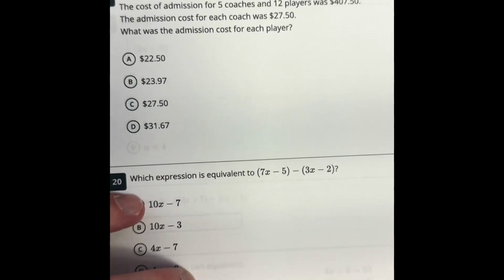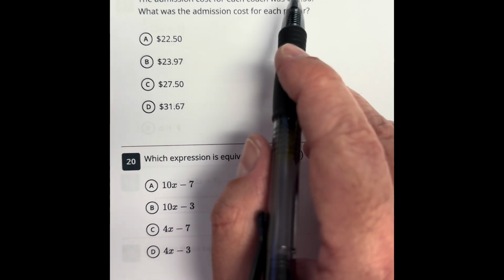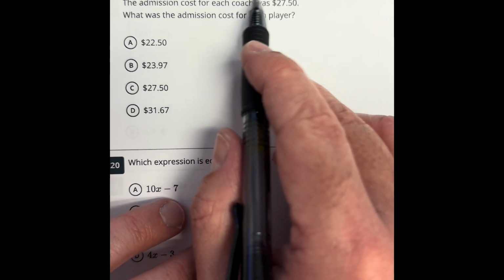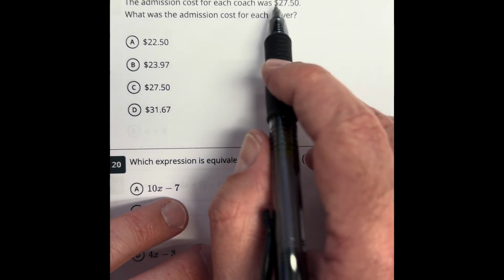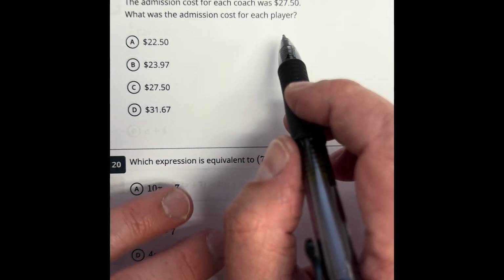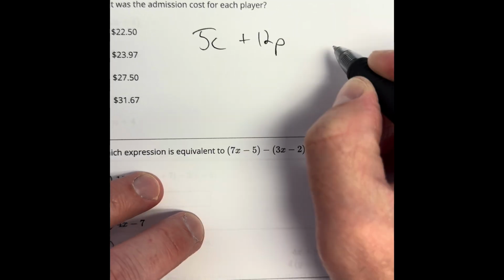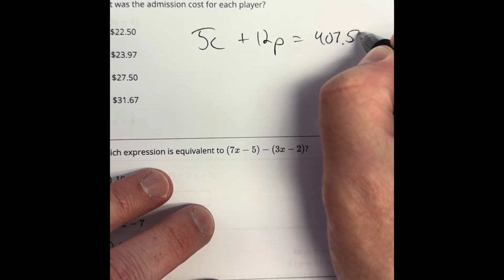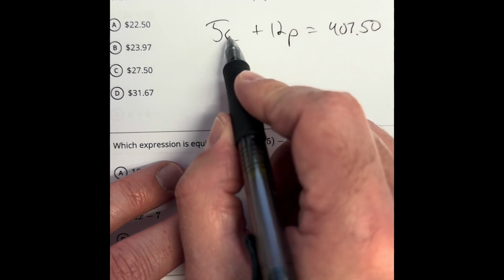Okay. 19. Luke's baseball team went to an amusement park at the end of the season. The cost for admission of 5 coaches and 12 players was $407.50. The admission cost for each coach was $27.50. What was the admission cost for each player? Okay, so 5 coaches and 12 players was $407.50. The admission cost for each coach was $27.50.